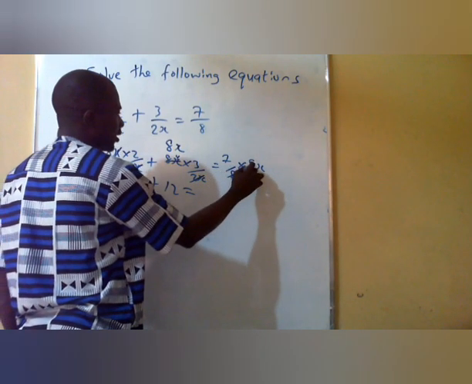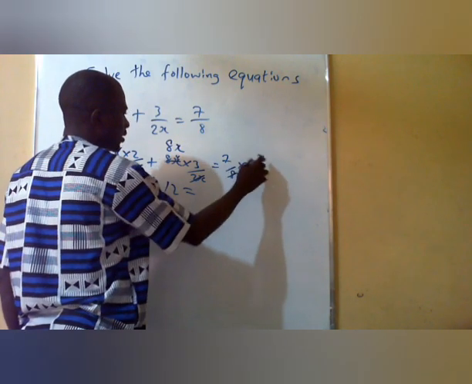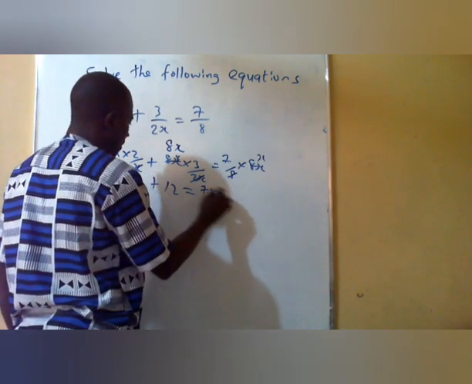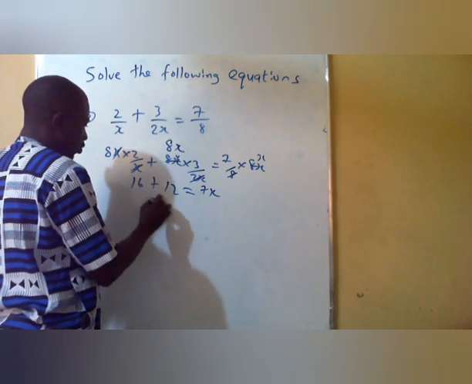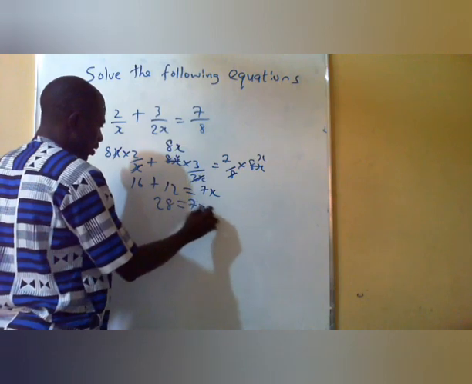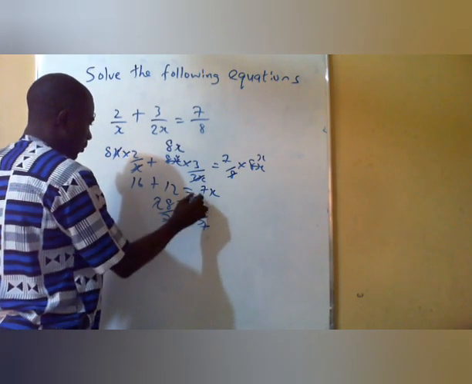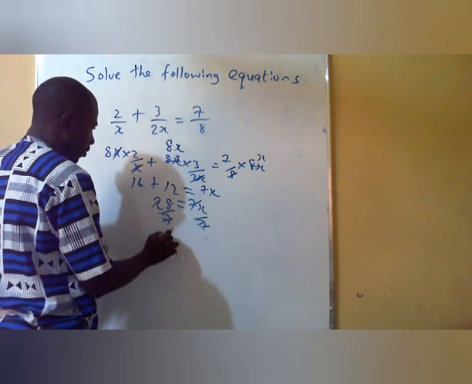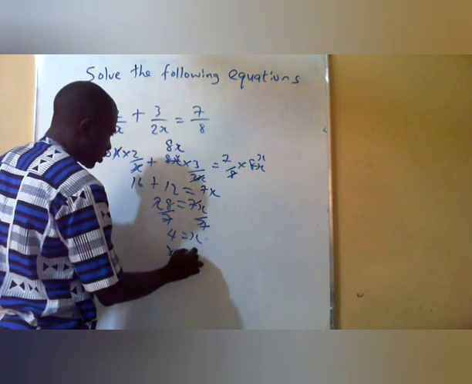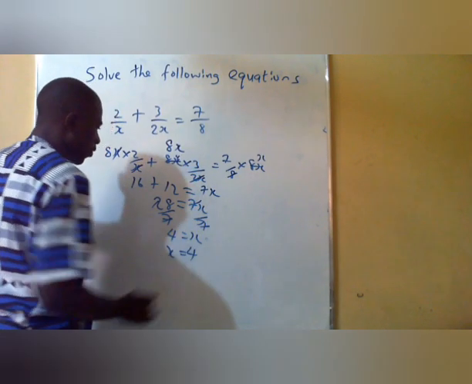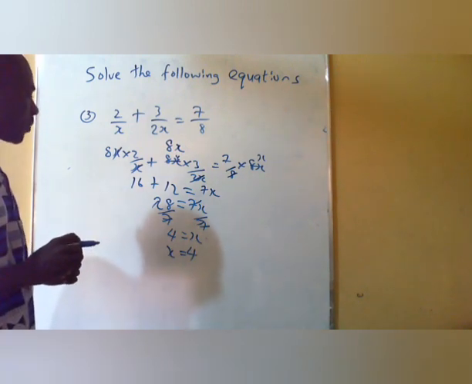8 in 8x is what? x. So x times 7 is 7x. So 16 plus 12 will be 28 is equal to 7x. So we divide both sides by 7. So we have 4. x is equal to 4. So our final answer to question number 3 is 4. That's the solution to question number 3.